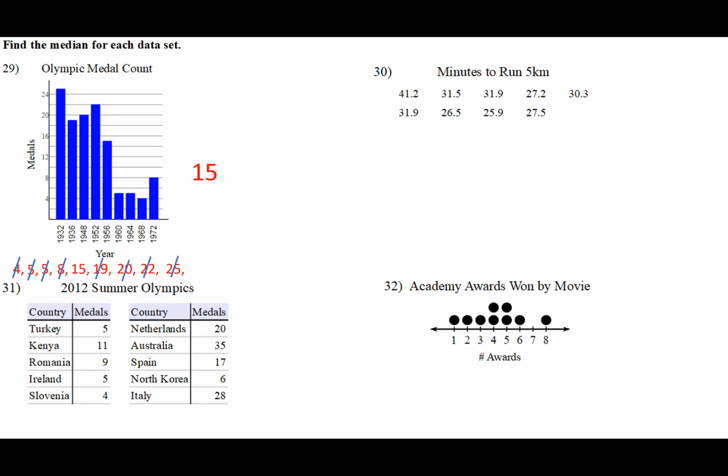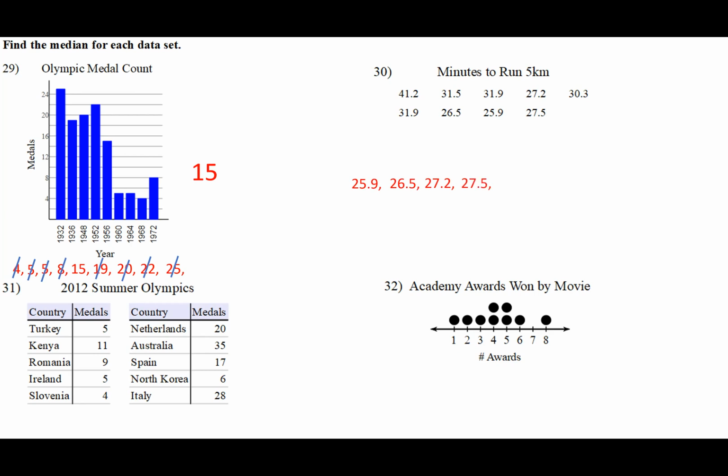All right, let's take a look at number 30. Minutes to run a 5 kilometer. Okay, so my smallest number, I see it's in the 20s. My smallest number is 25.9. I'm looking at the 20s right now. Then I'm gonna do 26.5, 27.2, and 27.5.